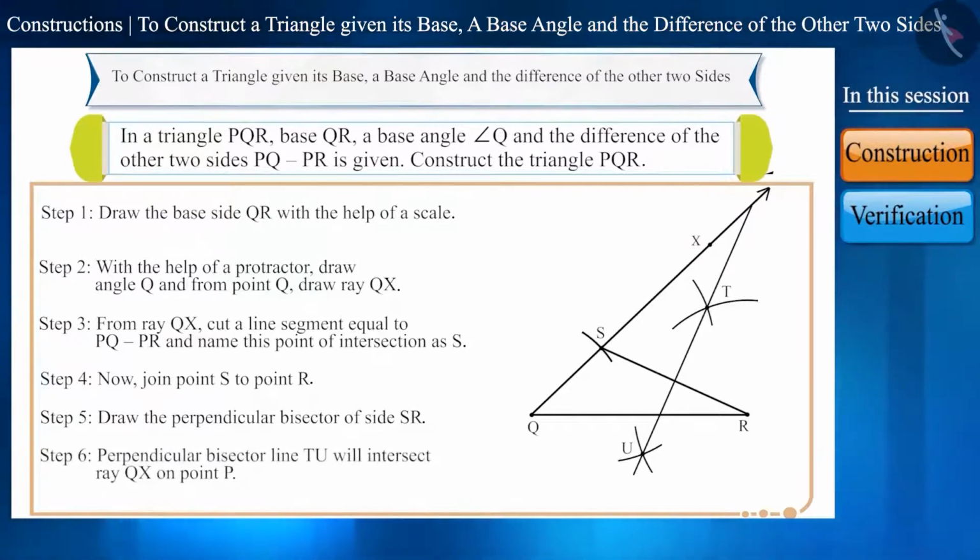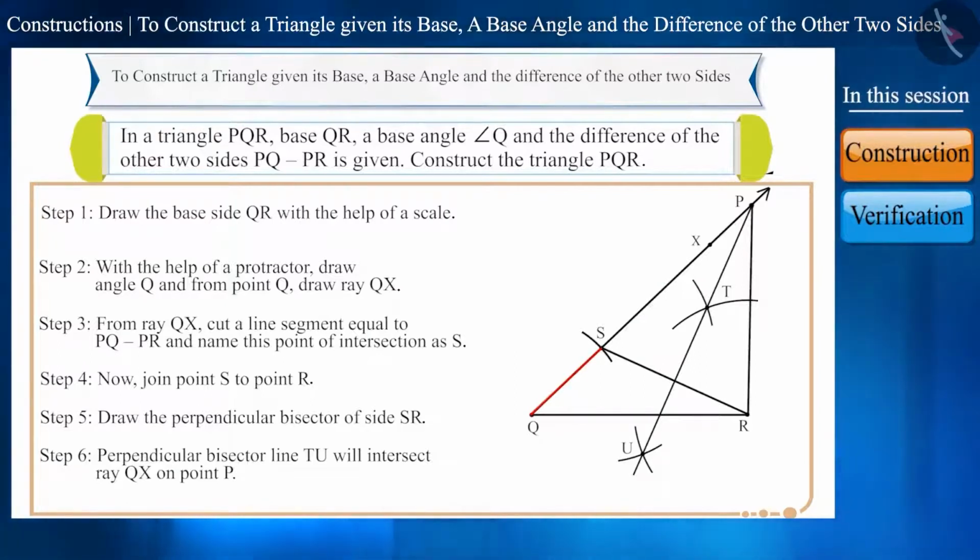Step 6. We can see that the perpendicular bisector line TU is intersecting ray QX, and we will represent this point of intersection as P. Thus, friends, the constructed triangle PQR is the same triangle which we wanted to construct. Here, you can see that side PQ is greater than side PR, and the difference of PQ minus PR is represented by QS.